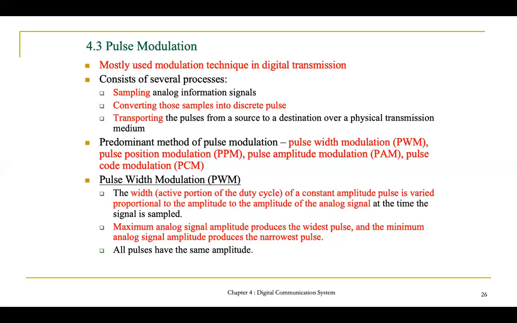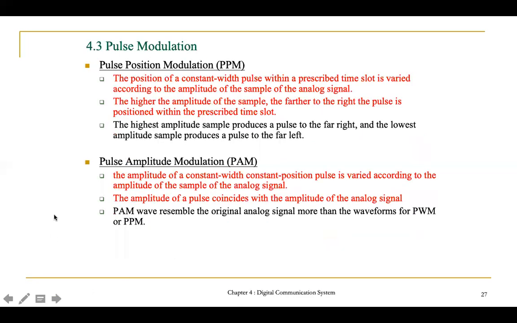The second method is pulse position modulation, or PPM. The parameter that is changing here is the position of the pulses. The position of a constant width pulse within a prescribed time slot is varied according to the amplitude of the sample of the analog signal. Meaning the higher the amplitude of the sample, the further to the right the pulse is positioned.